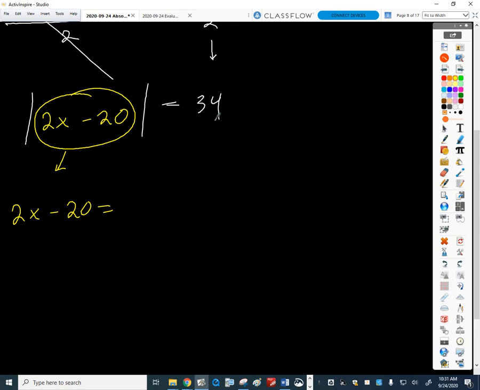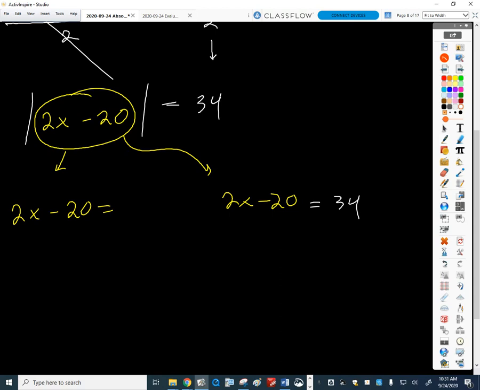Here's the number that's outside, right? So what's inside either has to equal the positive or what? Either it's going to equal positive 34. So we got 2 possibilities. And how come that's true? Because if 2x minus 20 equals 34, then the absolute value of 34 would be 34, right? What else could 2x minus 20 equal so that its absolute value is positive 34? Sorry.